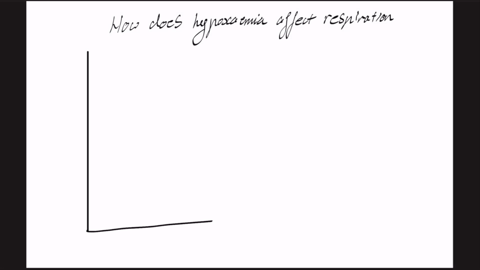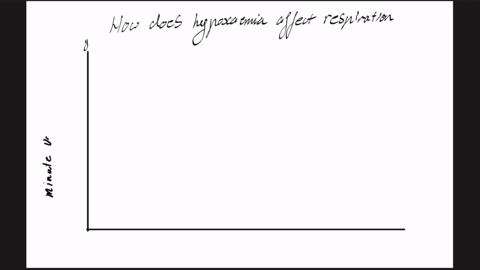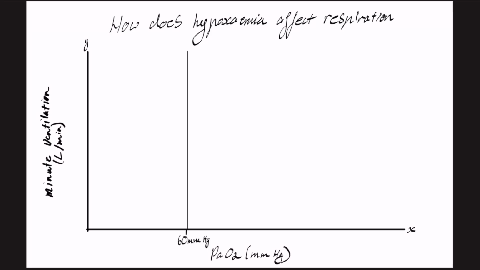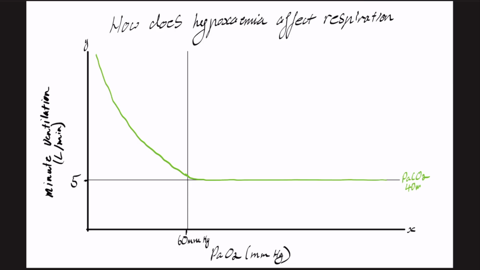If we were to graph this, we would put minute ventilation in liters per minute on the y-axis, and on the x-axis, PaO2 in millimeters of mercury. Our important point here is the 60 millimeter of mercury mark. You can see that as the partial pressure of oxygen drops, the minute ventilation remains very steady and stable until 60 millimeters of mercury, where there's a sudden increase in minute ventilation. This would be the case if your PaCO2 was normal at about 40 millimeters of mercury.